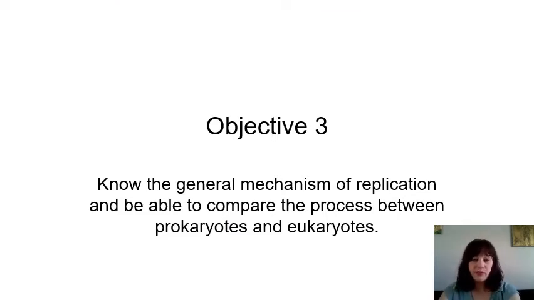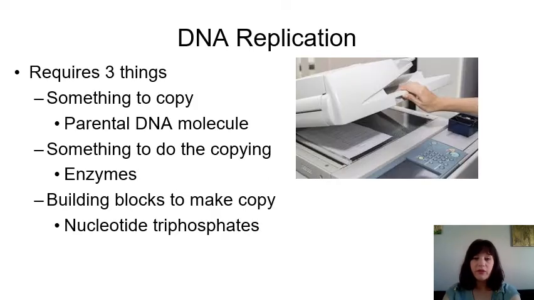Let's move on to our third objective, getting into more of the details of the mechanism of DNA replication and how it occurs in prokaryotes and eukaryotes. I like to think about DNA replication as a photocopier. If you're going to use a photocopier, you need three things. You need something to copy. In this example, we have a sheet of paper that's being copied. You need a machine to do the copying. And you need pieces of paper to use as your copies. You need to have paper stocked in the machine.